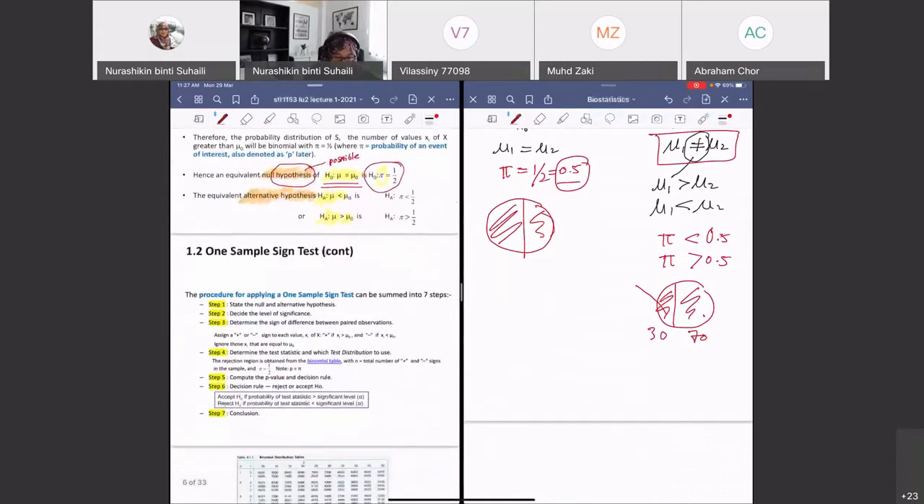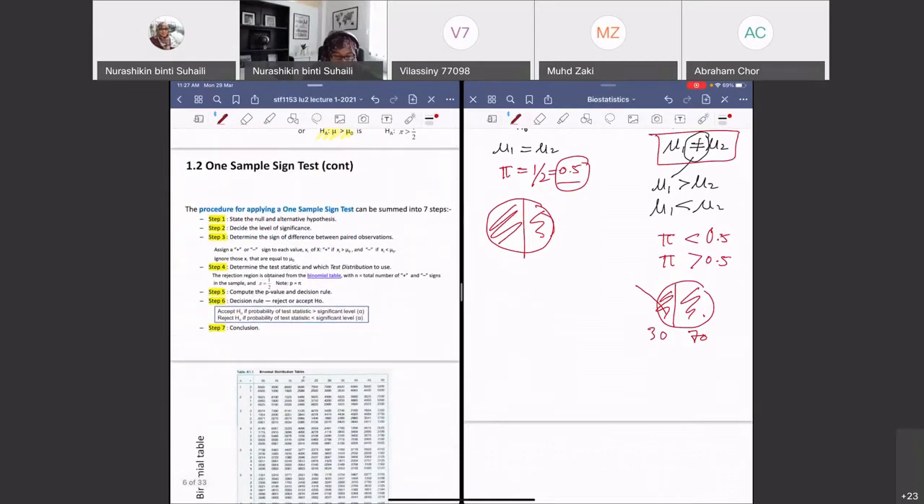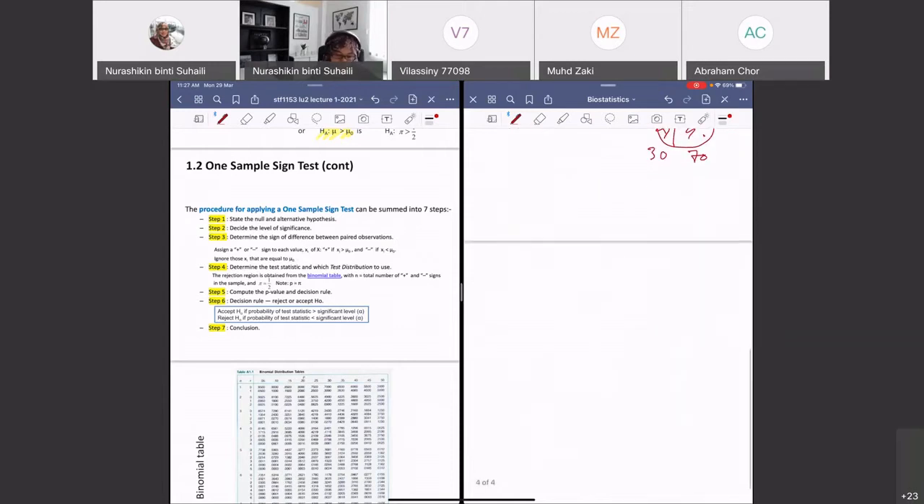More importantly is how to apply. What are the procedures when we want to apply this sign test? We focus on one sample first. Let's go through the steps. There are 7 steps that we have to do in order to use the test and to reach the conclusion. Like I said just now, we are comparing, and at the end, you want to see whether the data sets are different or not.